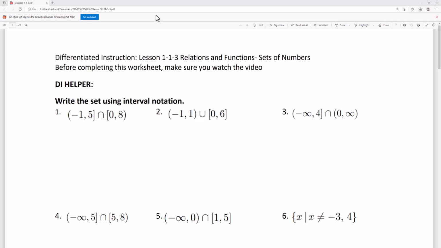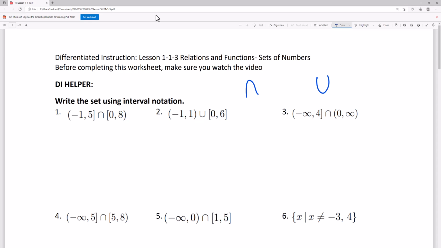All right. Going through this DI. It says write the set using interval notation. Now, just to remind ourselves, if we see this, that means intersection. We're looking for where it overlaps. And this means union, we're combining them together. So it's a good idea to write the sets on top of each other and then see if it's either asking us to combine them or for us to overlap them.